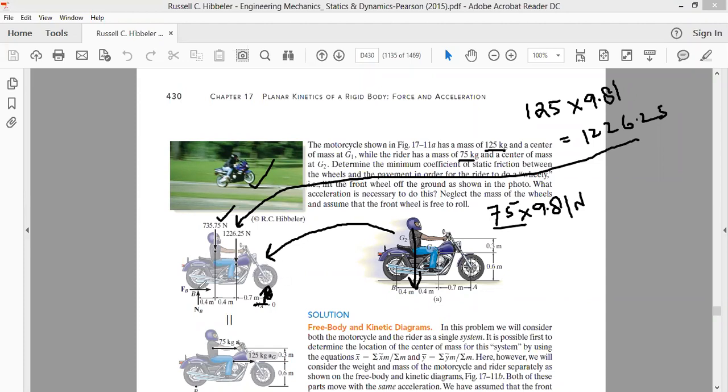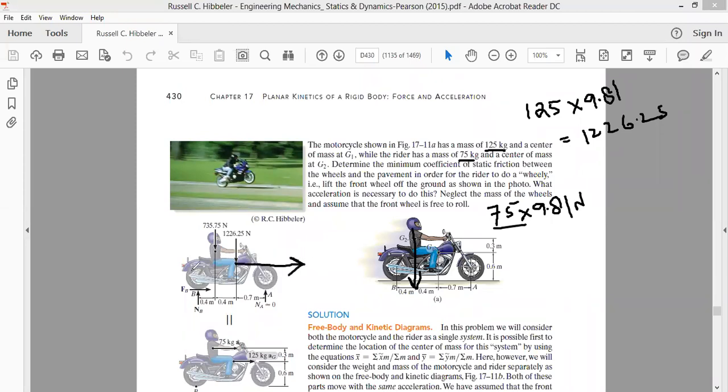Now look at the rear wheel. Since the rear wheel is on the ground, the rear wheel of the motorcycle is in contact with the ground. When the rear wheel is on the ground and this motorcycle is moving in the forward direction, that is only possible when this wheel is undergoing rotation. The wheel must have rotation so that the motorcycle moves forward.